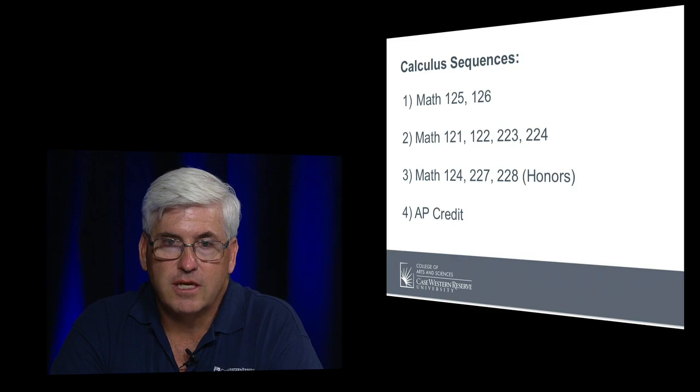Now, a lot of the questions I get is, hey, I took the AB exam, I got a 4, but I'm really not sure I want to use my credit. My advice to you is try. If you got a 4 or 5 on the AB exam, try Math 122. See how it is. If it's fine, that's great.